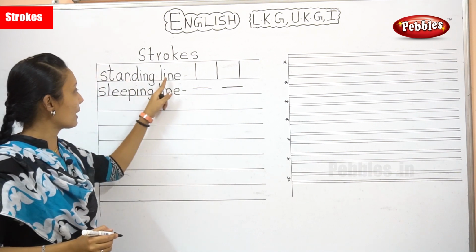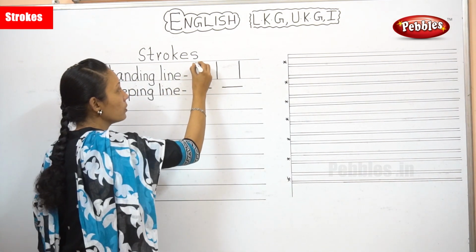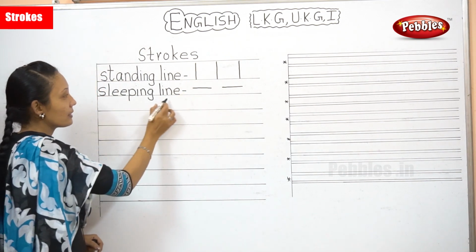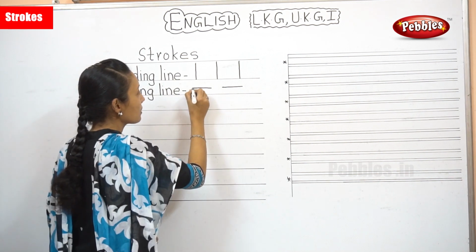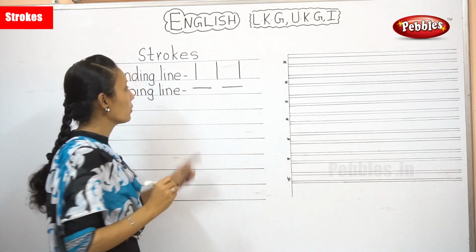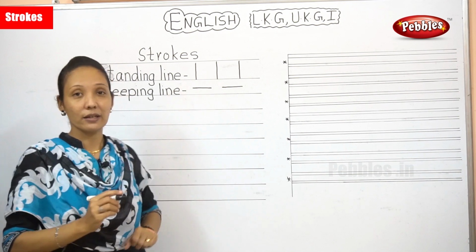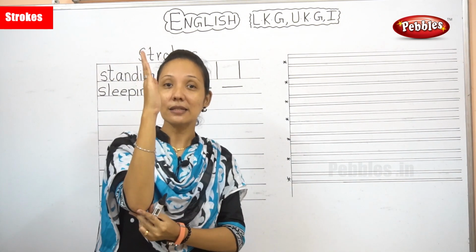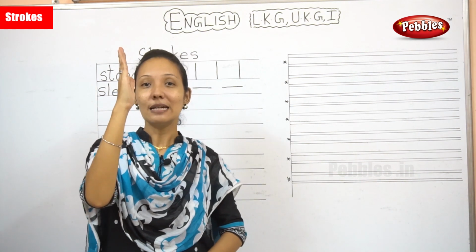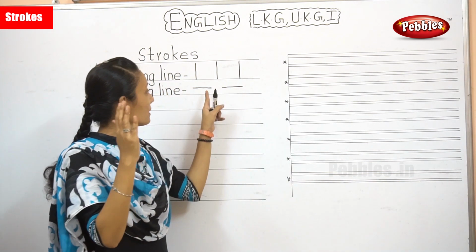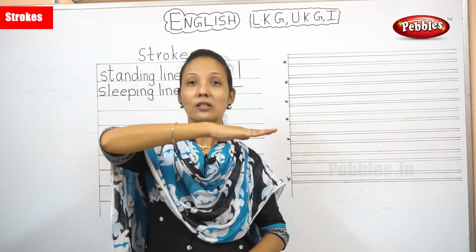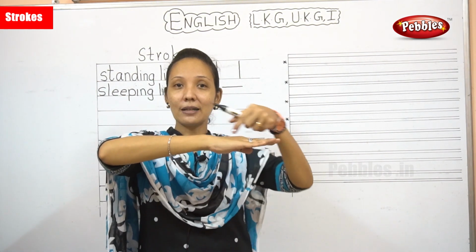Your first one is standing line, that is you come from top, you will draw a line down, that is called standing line. Your second stroke is sleeping line, and you draw it in your sleeping way. Okay, so the first, standing line, now you keep your hand, yes, this is standing, isn't it? It is straight, so this is called a standing line. Okay, now next is sleeping line. How do you sleep children? Yes, you sleep like this, right? So this is called a sleeping line.